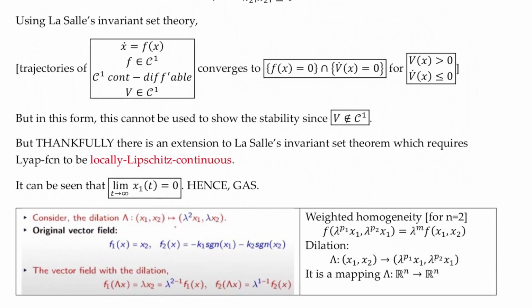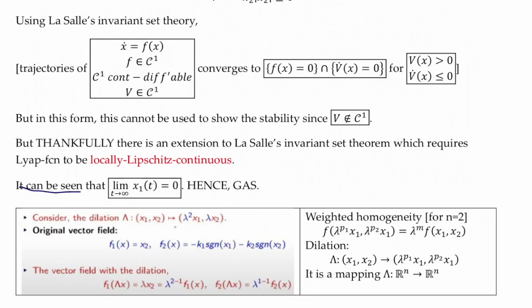But in this form, this cannot be used to show the stability, since the Lyapunov function candidate that we have is not continuously differentiable. However, like strictly mathematically, we cannot use it. We cannot take advantage of this theorem. However, there is an extension to that theorem, which is LaSalle's invariant set theorem, which only requires the Lyapunov function candidate to be locally Lipschitz continuous, and local in the region of interest.